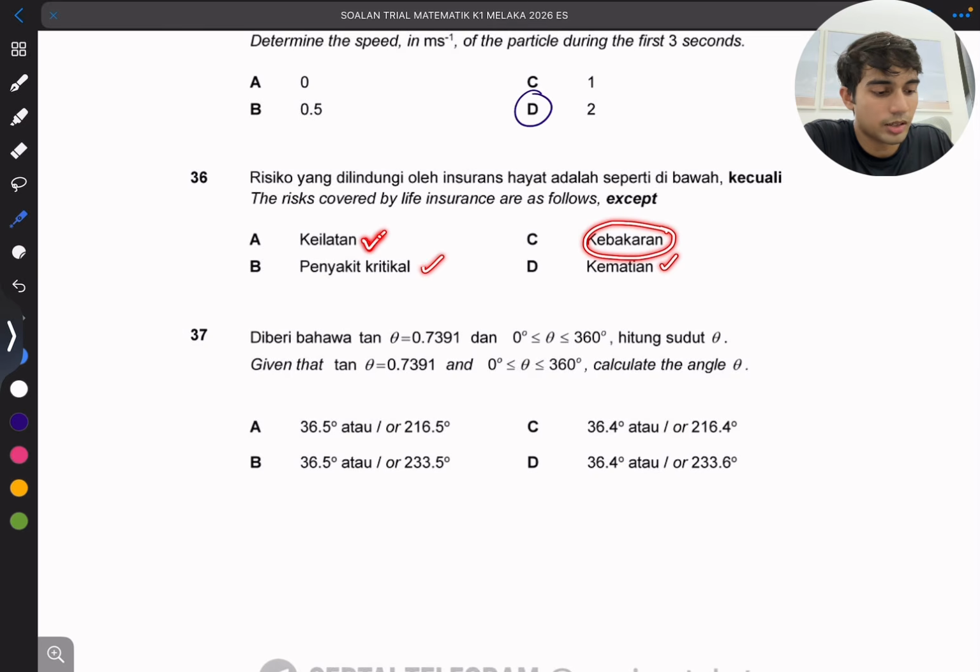But kebakaran no. If you burn your house down, then you have to buy fire insurance. So answer is C. But if let's say the person burns in the fire and dies, then yes. Okay, all kematian is covered.